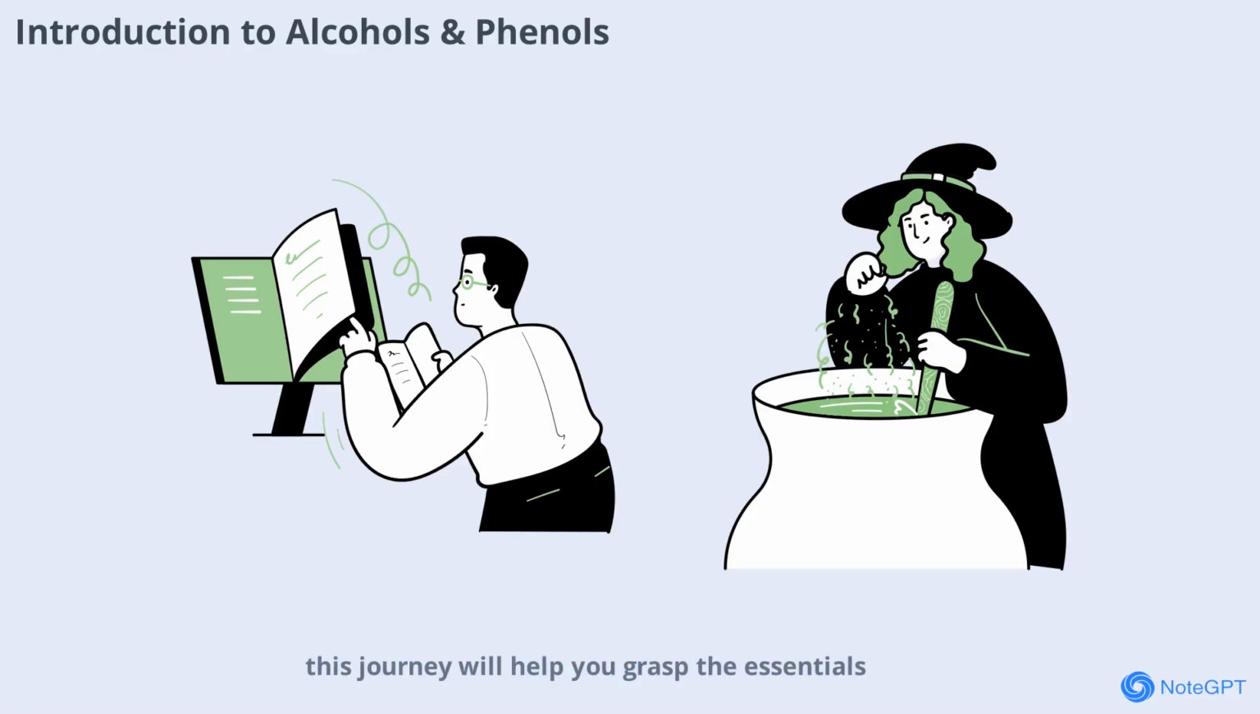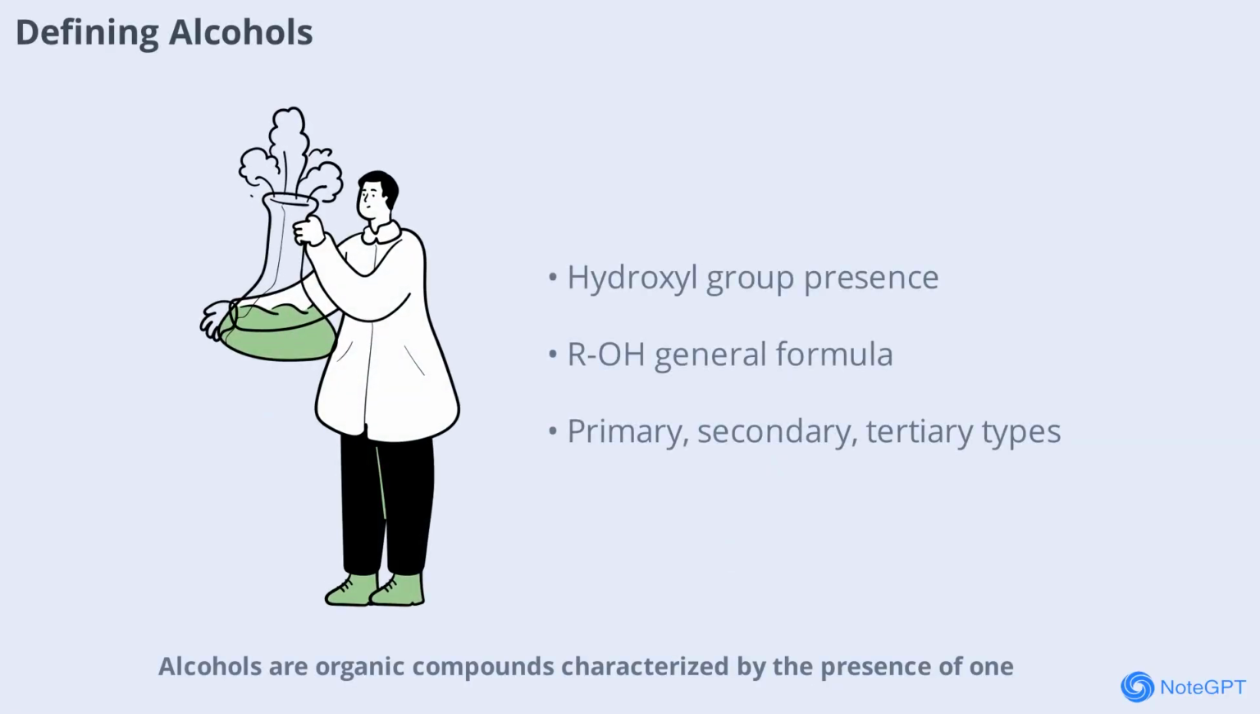essentials. Let's start by understanding what makes alcohols, phenols, and ethers unique, and why they are so important in the world of chemistry. Alcohols are organic compounds characterized by the presence of one or more hydroxyl (OH) groups attached to a saturated carbon atom. The general formula for a simple alcohol is ROH, where R represents an alkyl group. Alcohols are classified based on the number of carbon atoms bonded to the carbon bearing the hydroxyl group: primary, secondary, or tertiary. This classification affects their chemical reactivity and physical properties.